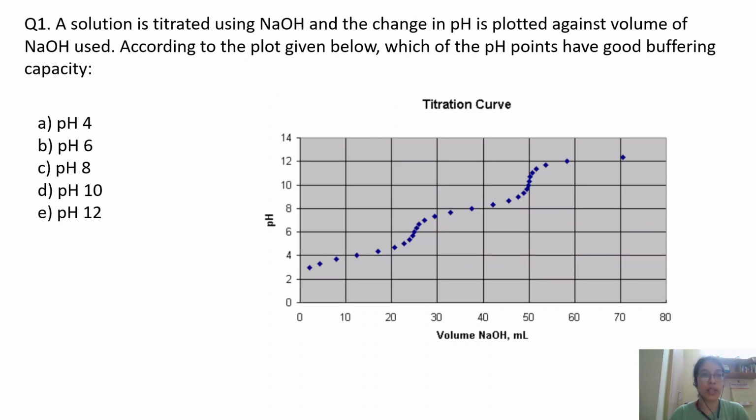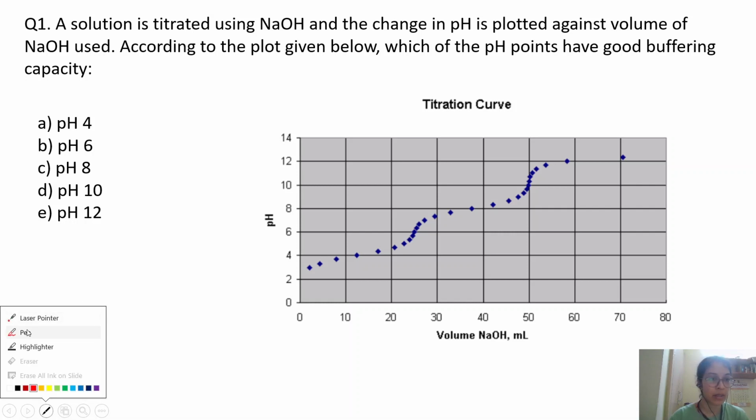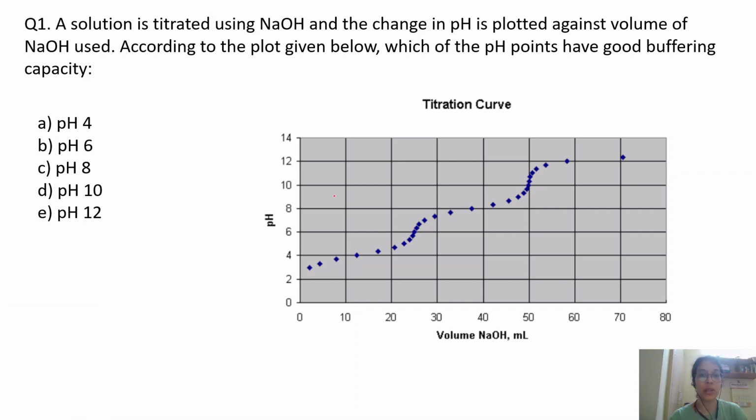Question number 1: a solution is titrated using NaOH, sodium hydroxide, which is a base, and the change in pH is plotted against the volume of NaOH. As you can see, I'll change the pen type. So as you can see, the volume of NaOH is plotted against the pH change.